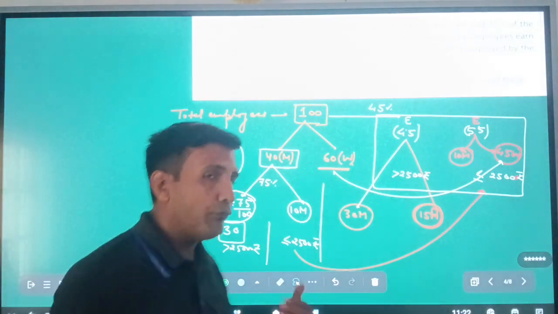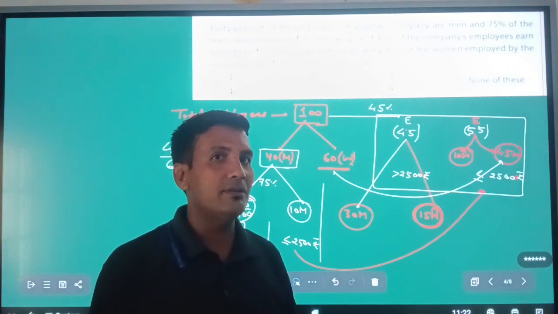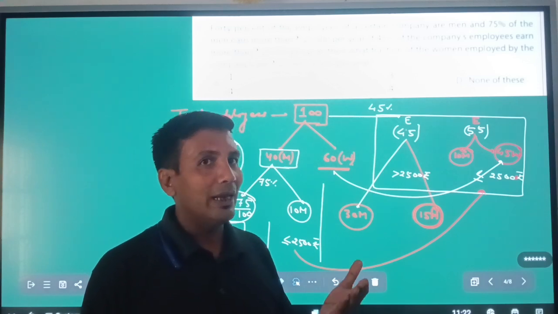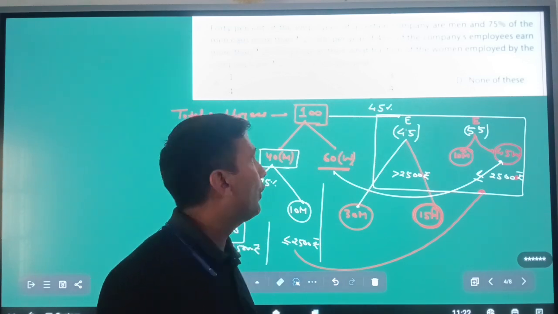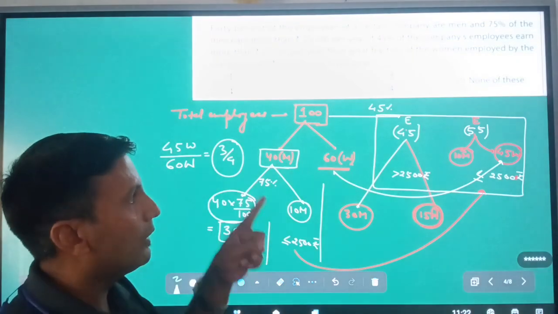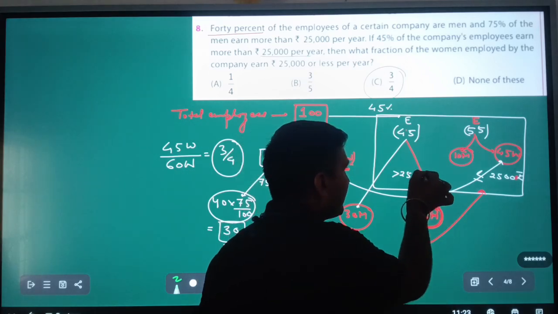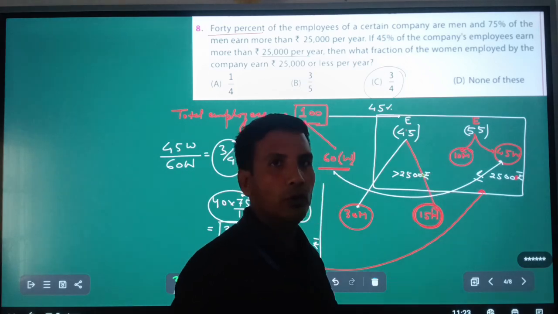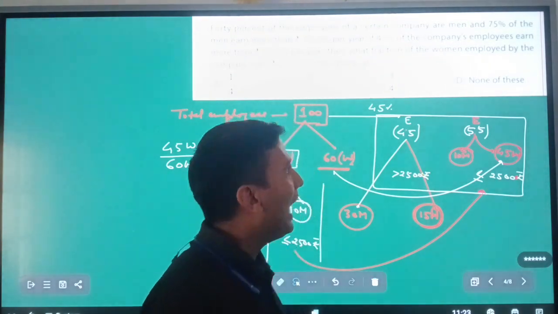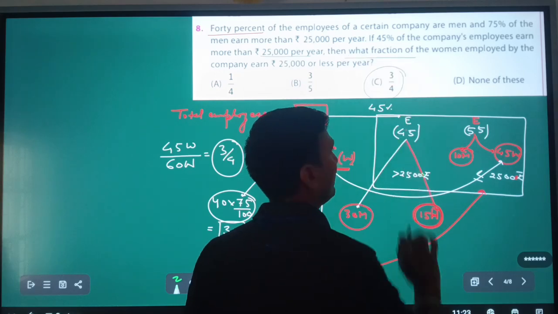What we have to keep in mind is that anything that is taken as base is 100. And now we can start with our traditional method, that we can assume the total number of employees as 100. There are two categorizations, one men and women, and another the persons earning more than 25,000 and the persons earning less than or equal to 25,000. We have to combine the things very clearly, and we have to focus on the thing to what fraction, and fraction is formed on the basis of what?